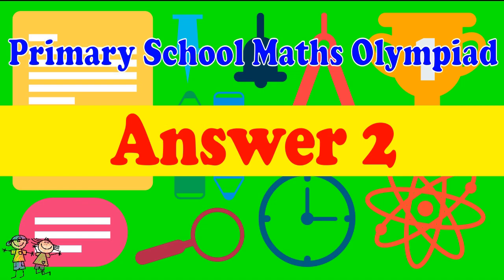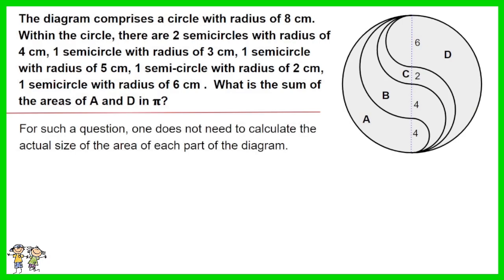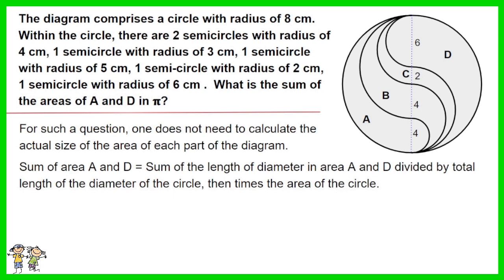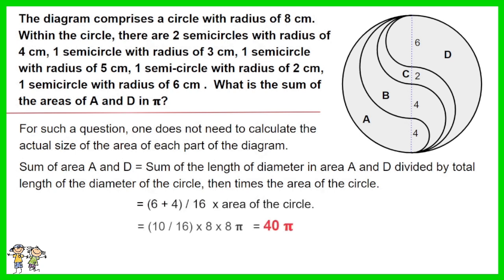Answer for question 2. For such a question, one does not need to calculate the actual size of the area of each part of the diagram. Sum of area A and D equals sum of the length of diameter in area A and D divided by total length of the diameter of the circle, then times the area of the circle. Work out the equation. The answer is 40 pi.